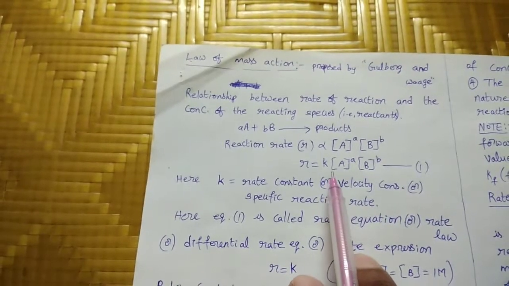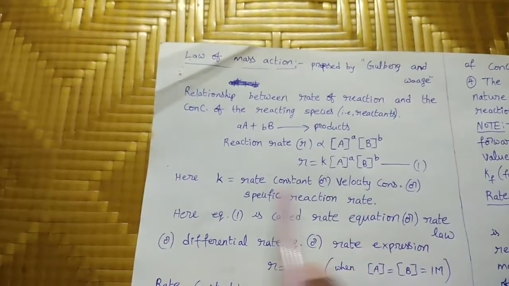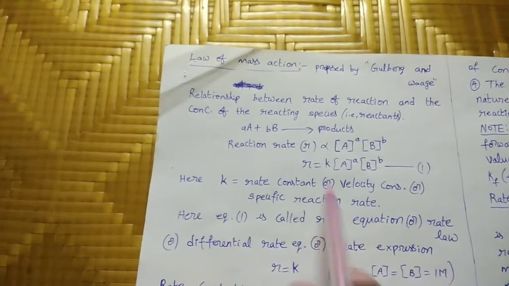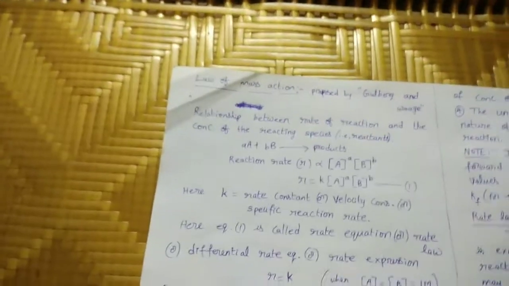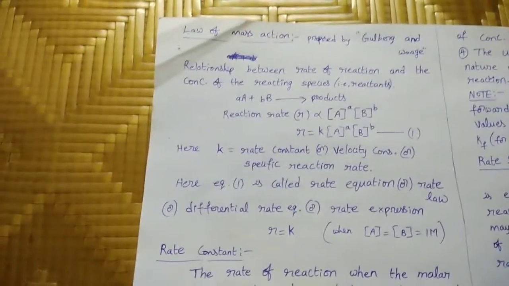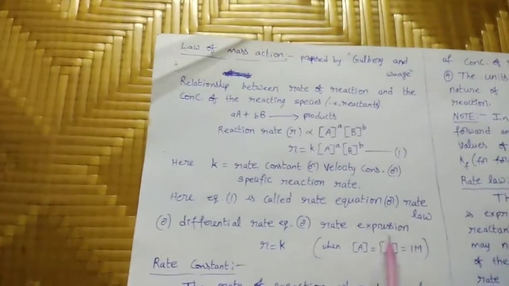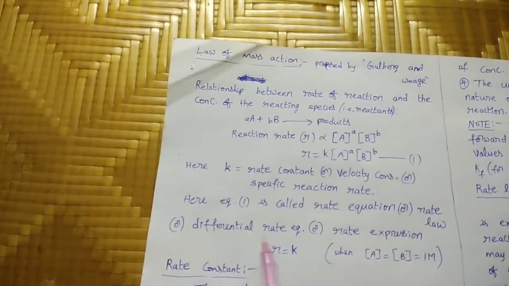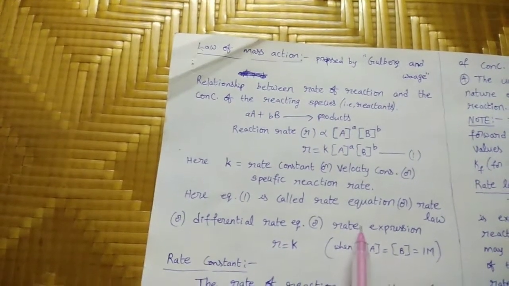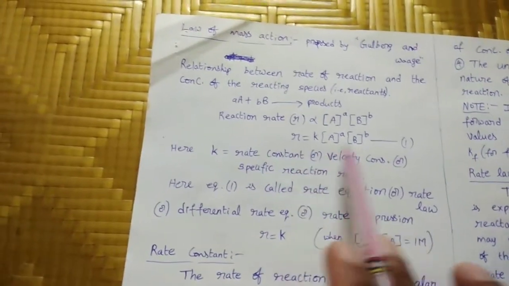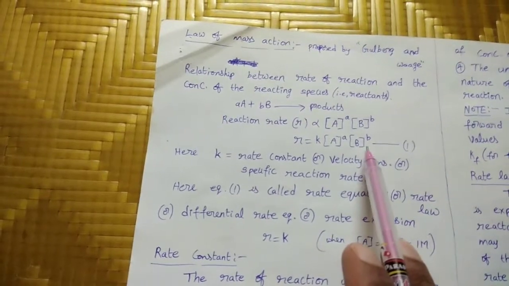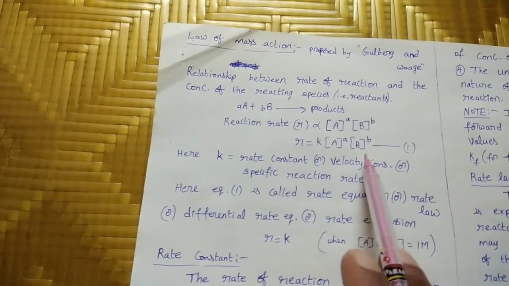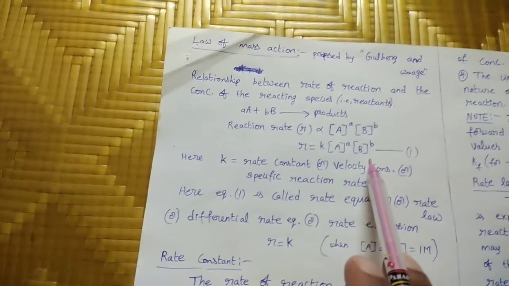Here a new term K is taken, called the rate constant or velocity constant or specific reaction rate. Here equation 1 is called the rate equation or rate law or differential rate equation or rate expression. So this equation is called the rate equation or rate law or rate expression or differential rate equation.